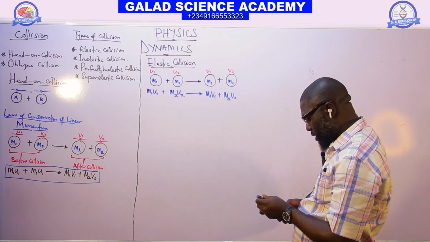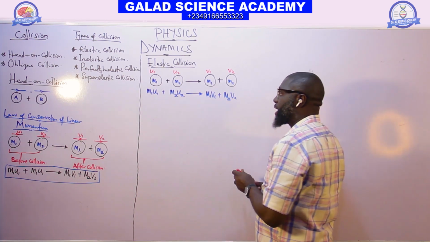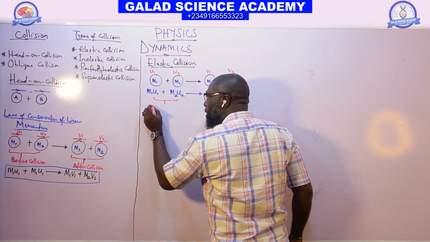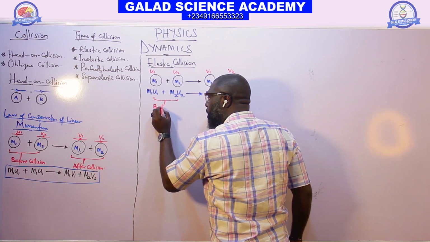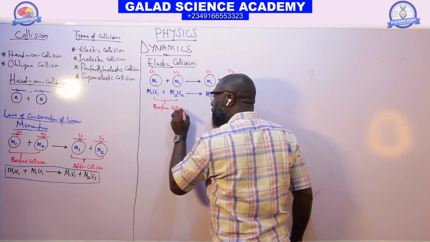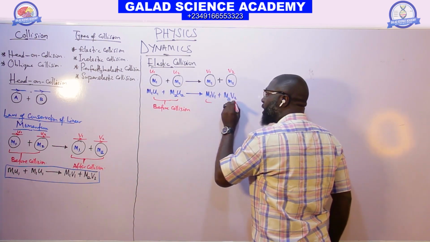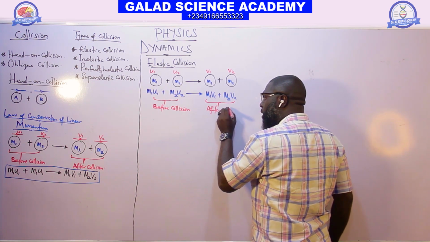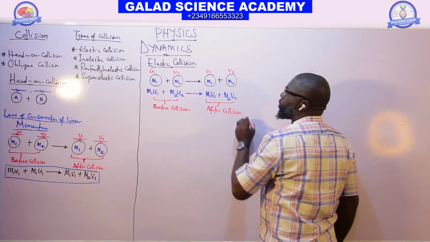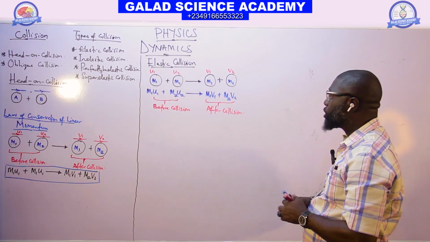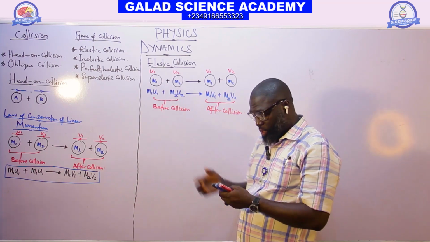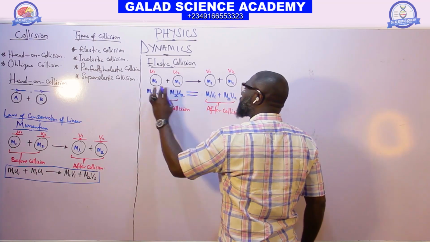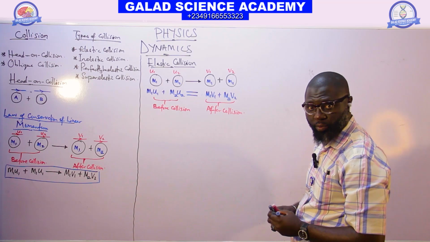If you look at everything you have here, this is the momentum of the body before collision. Everything you have here is after collision. So the total momentum of the body here is equal, let me use the word equal instead of arrow, to the total momentum of the body after collision.